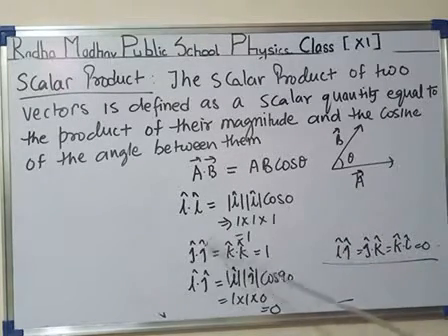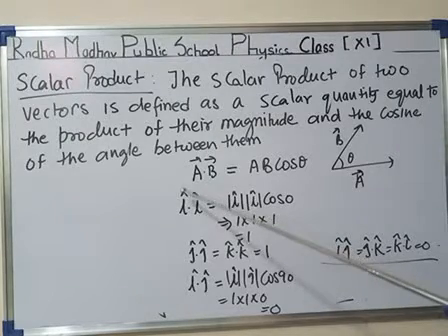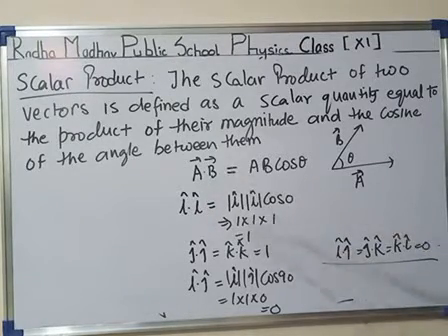Similarly, j dot j and k dot k. It means vector i dot vector i is equal to j dot j. Similarly, k dot k is always equal to 1.